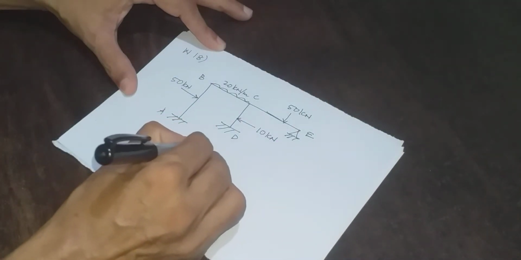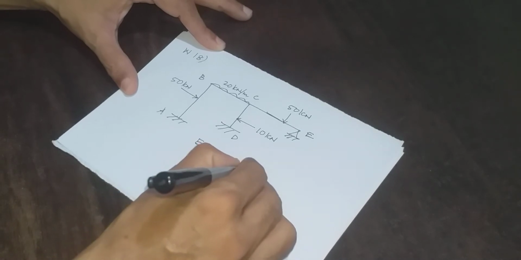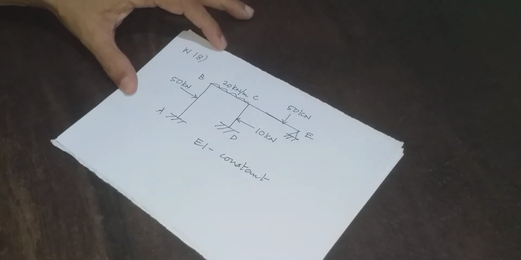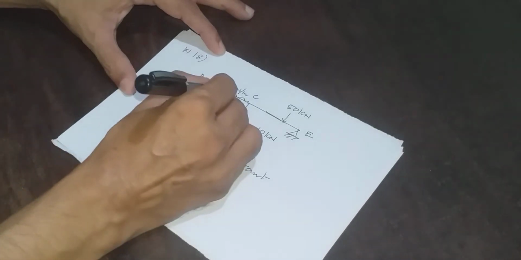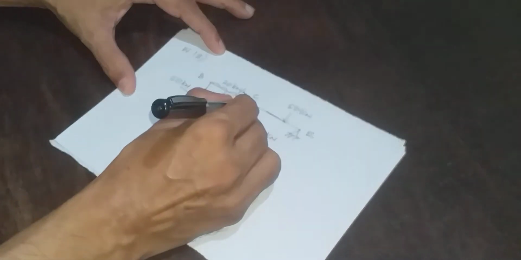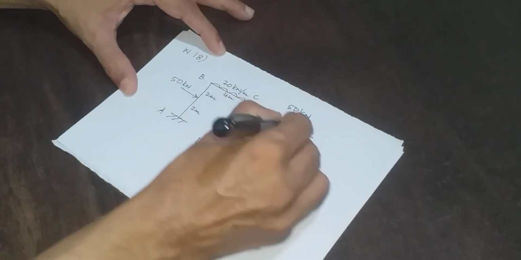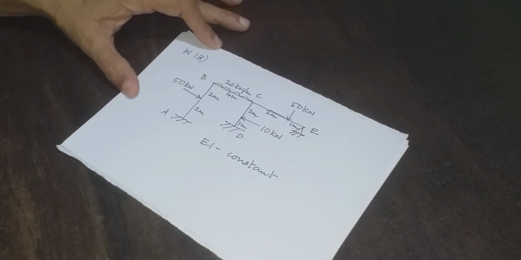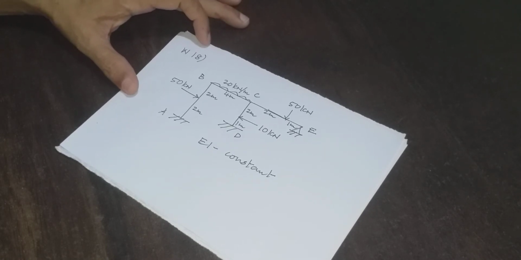EI, that is flexural rigidity, is given as constant, fortunately, and the lengths are 2 meters and 2 meters. BC length is 4 meter. This is 2 meter and 1 meter, and again this is 2 meter and 1 meter. So it looks like a very complex numerical if we see it prima facie, but it is very simple if we analyze this in direct stiffness method.